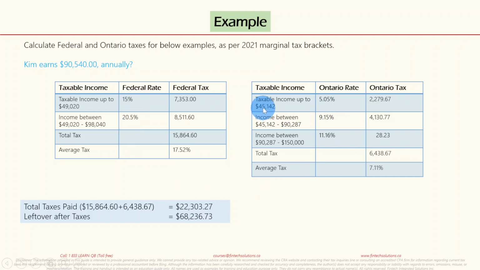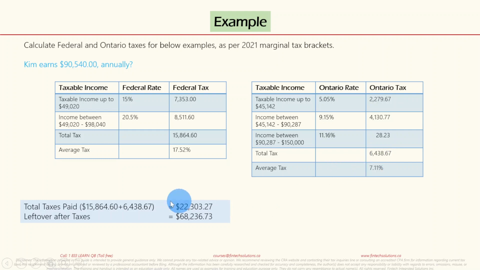Now on the other side, for Ontario, it starts with the tax bracket of 45,142, which is 5.05%, which is an amount of $2,279 and 67 cents. And then the income between 45,142 and 90,287, she will be at 9.15%, which is $4,130 and 77 cents. And then a small amount will be calculated because she's got 90,540 less 90,287, so that's 11.16% at $28.23. Our total tax for Ontario is going to be 6,438 and 67, with an average tax of 7.11%.